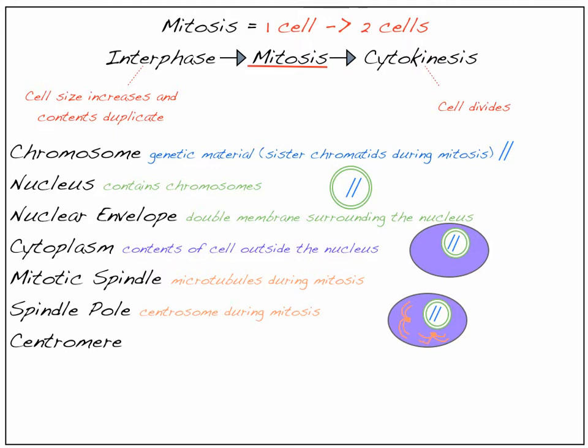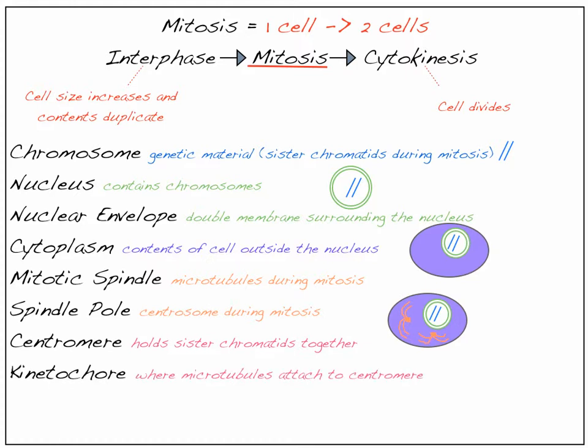Next, we have the centromere, and the centromere is going to be the structure that holds the sister chromatids together. And this is also going to be where the kinetochore is located. And the kinetochore is where those microtubules of this mitotic spindle are going to attach to the centromere during mitosis. And we'll talk about that later in detail also. And the centromere we're going to refer to as this pink dot. So you can see it here, it's holding the sister chromatids together. So the centromere holds the sister chromatids together.